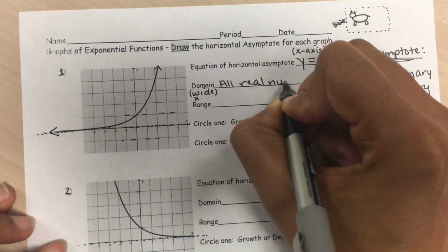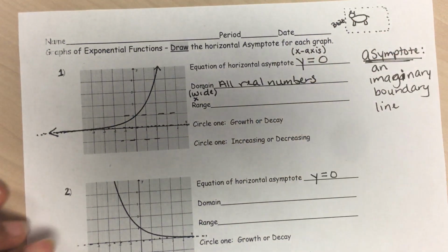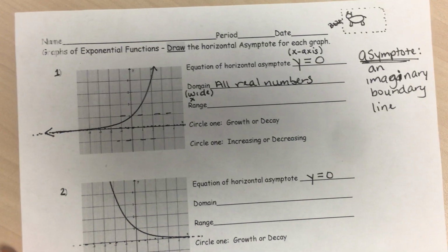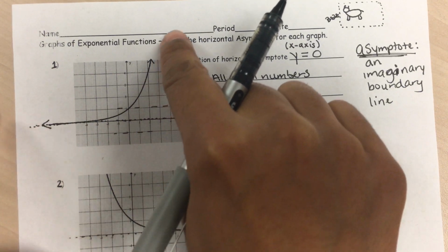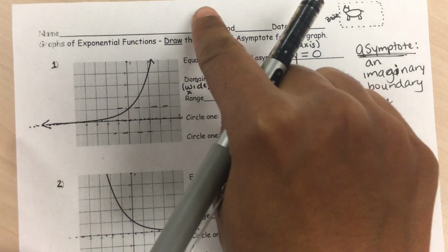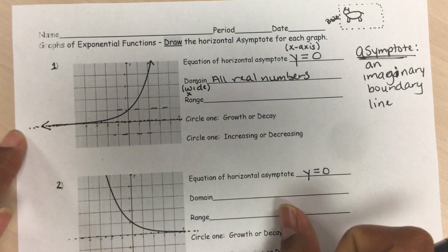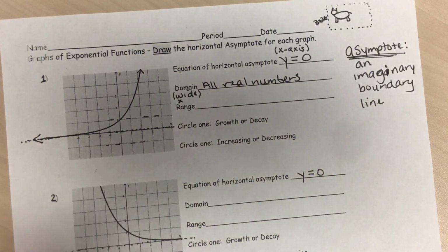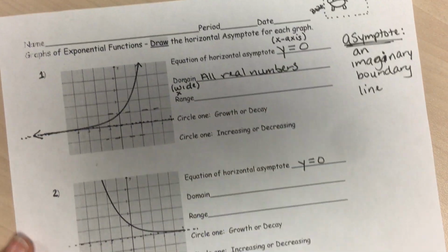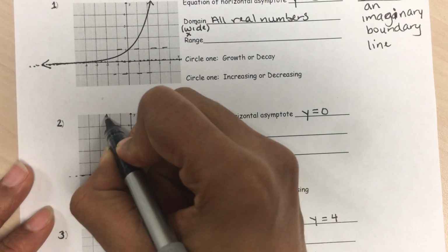All real numbers. Now, how about the range? Well, let's do a couple domains first. Okay, so all real numbers, because if these arrows go on forever and ever, how wide will my function be? Extra wide. Negative infinity, positive infinity. It will go all the way left, all the way right. Negative and positive. Okay, now use that same logic for number 2.